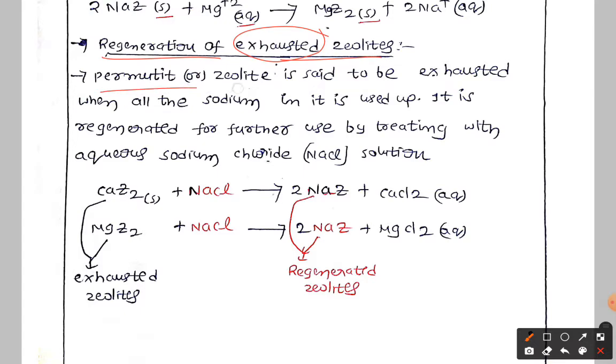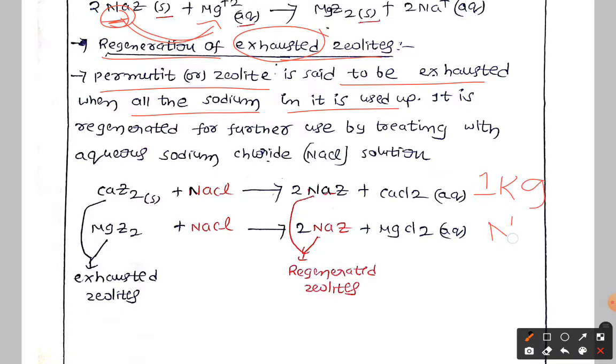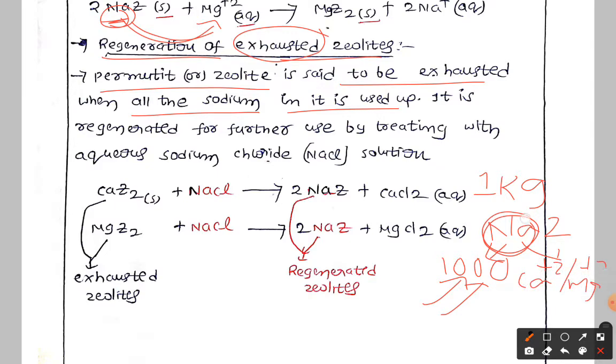A permutit zeolite is said to be exhausted when all the sodium in it is used up. What are we saying here? The sodium ions are being replaced by calcium and magnesium. If you do this continuously, then for example, I took 1 kg of zeolite, and in that 1 kg suppose we have 1000 sodiums. As you keep using it, these sodium ions come out and are all replaced with calcium and magnesium. At that time you don't have any sodium ions. That is called exhausted zeolite.